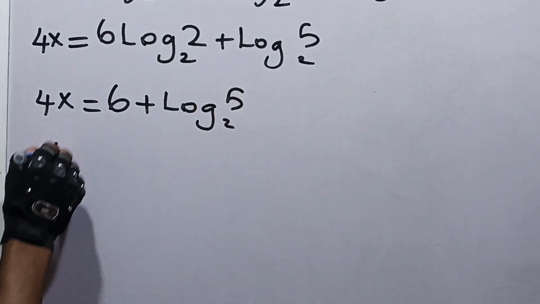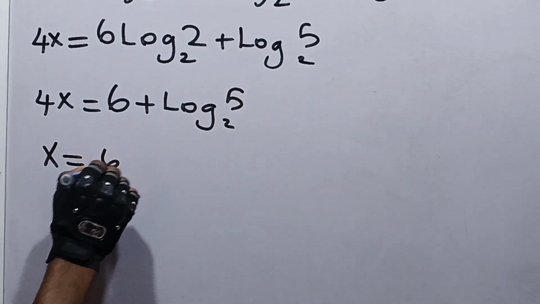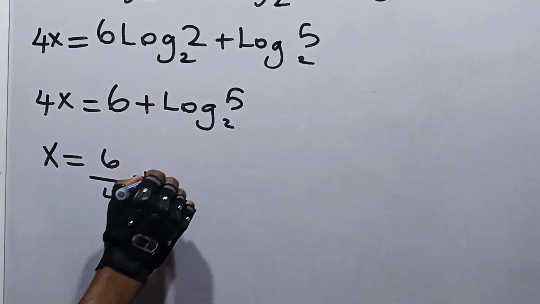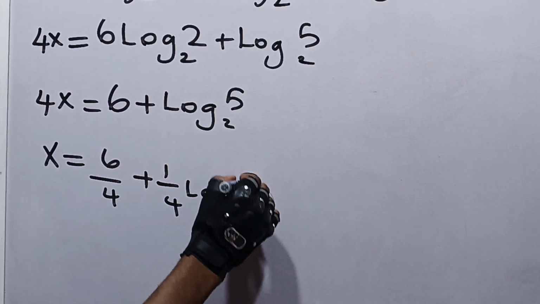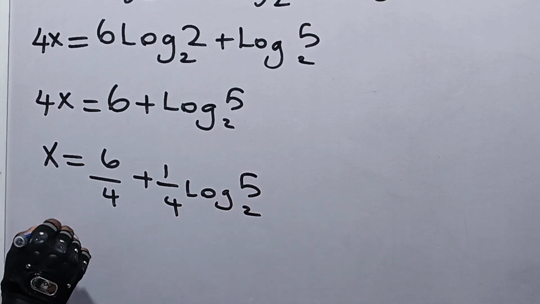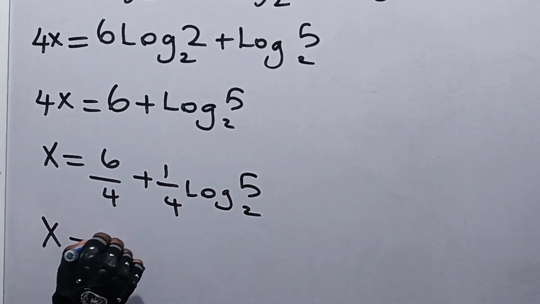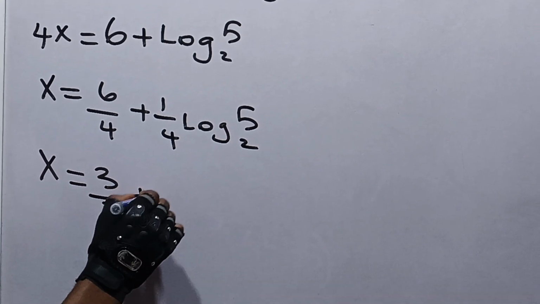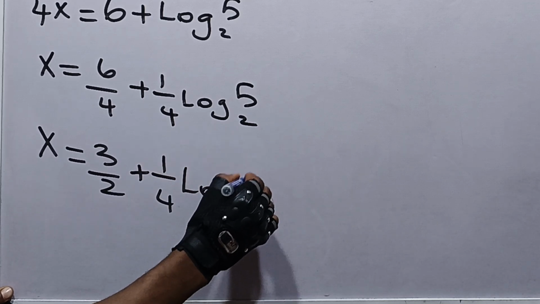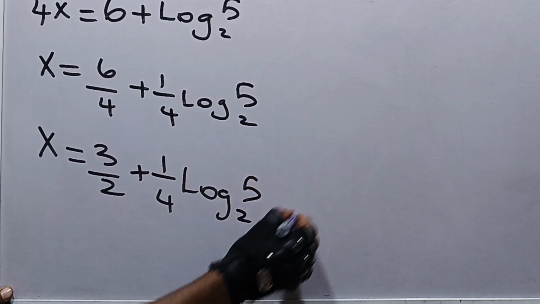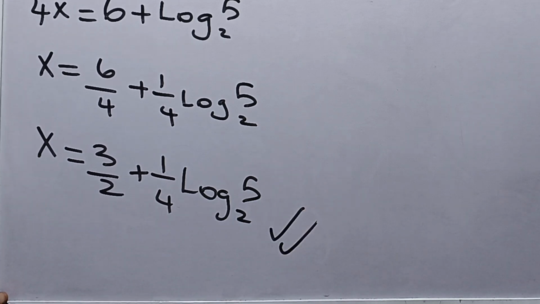Now finally we have x to be equal to 6 divided by 4 plus 1 over 4 multiplied by the logarithm of 5 to base 2. Now x here becomes equal to 3 over 2 plus 1 over 4 multiplied by the logarithm of 5 to base 2. And this becomes the final answer to this question.